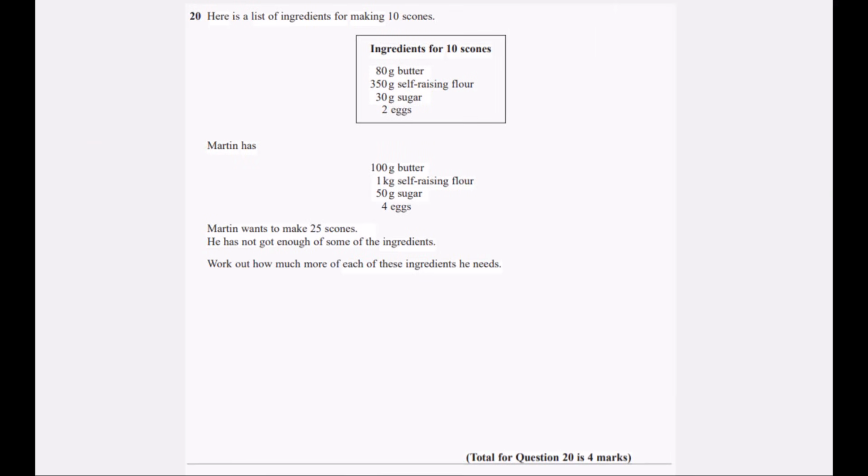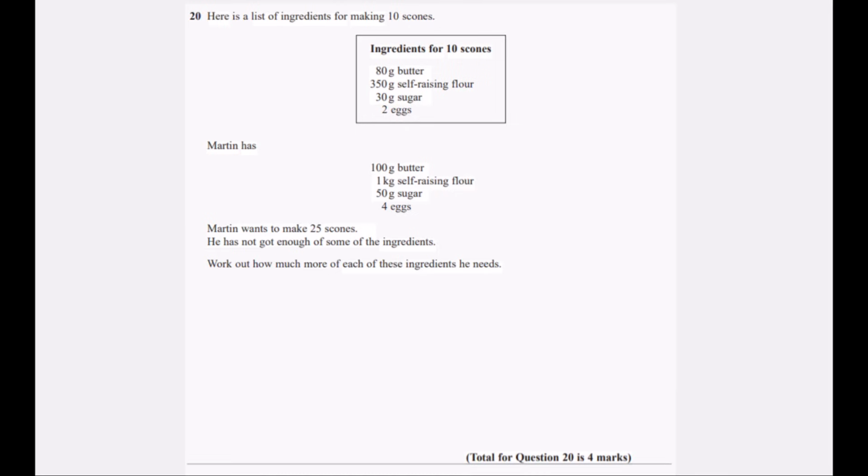Question 20. Here is a list of ingredients for making 10 scones. We've got the ingredients: 80 grams of butter, 350 grams of self-raising flour, 30 grams of sugar, 2 eggs. Martin has 100 grams of butter, a kilogram of self-raising flour, 50 grams of sugar, and 4 eggs. He wants to make 25 scones. Work out how much more of the ingredients he needs.